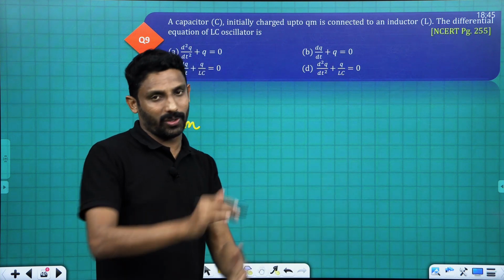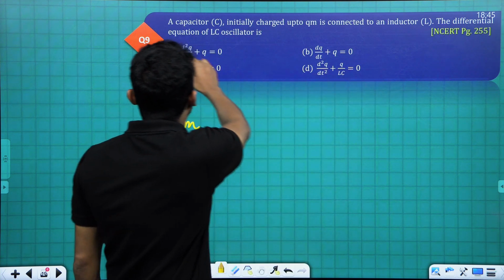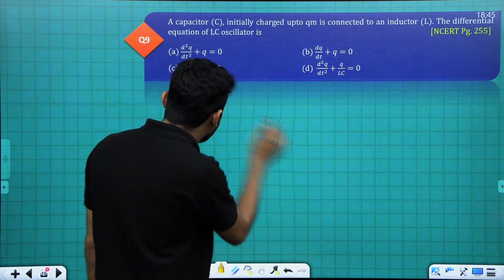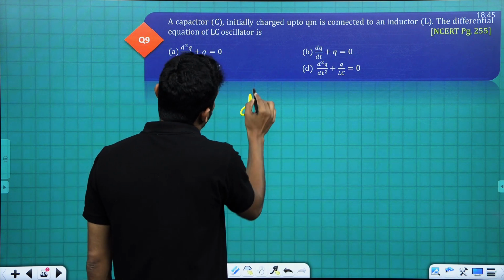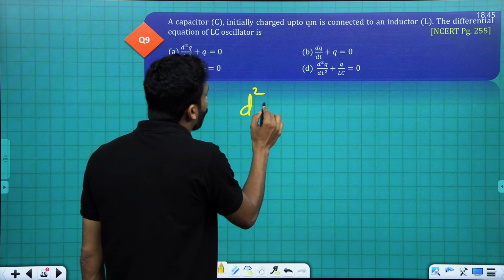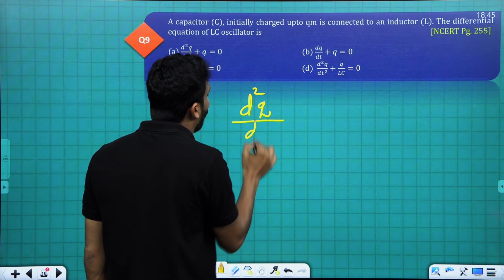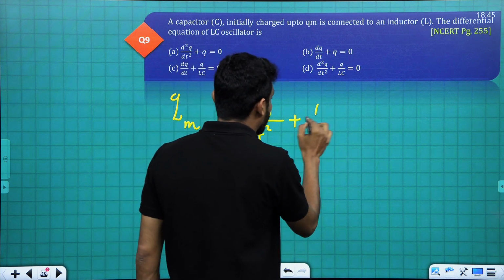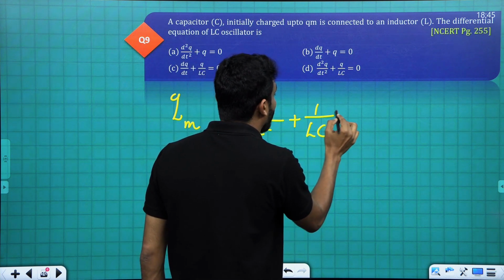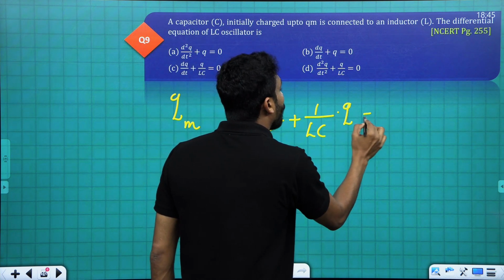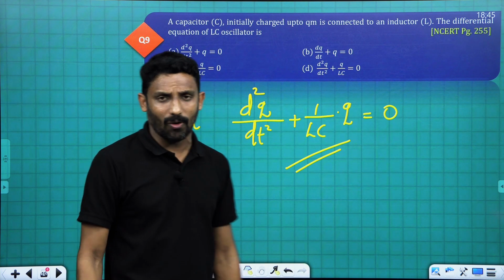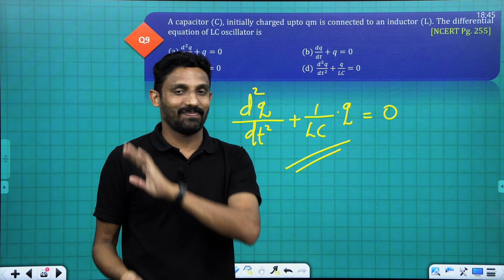This is LC oscillation. See, the differential equation of LC oscillator, you studied it. The differential equation of LC oscillator is the second order derivative of the charge, that is d square q by dt square, plus a constant. The constant is here 1 by LC, then q is equal to 0. This is the second order differential equation of the LC oscillation.